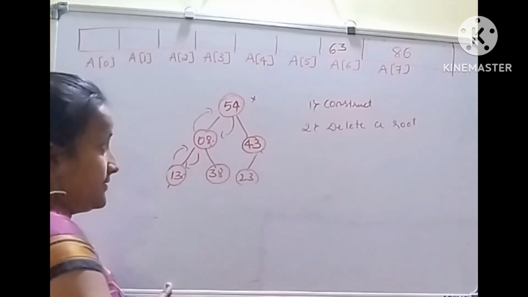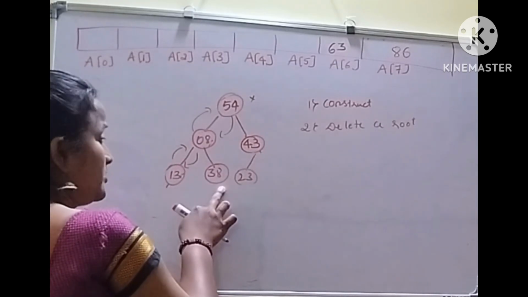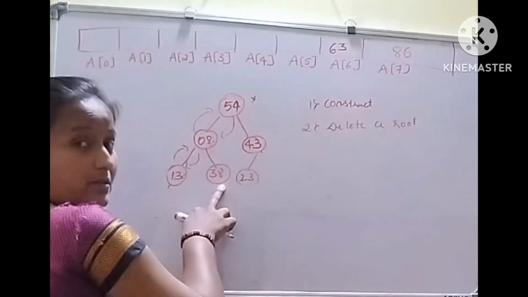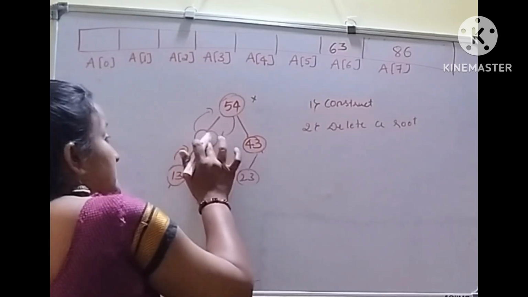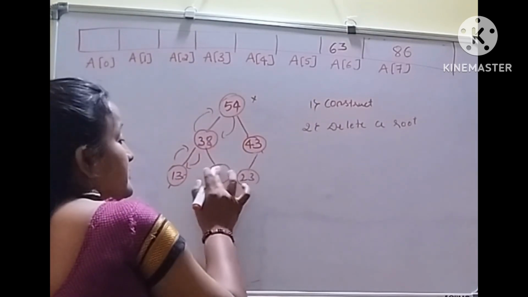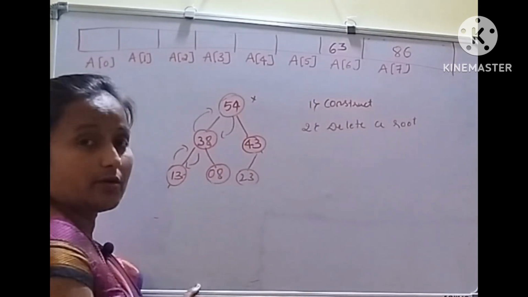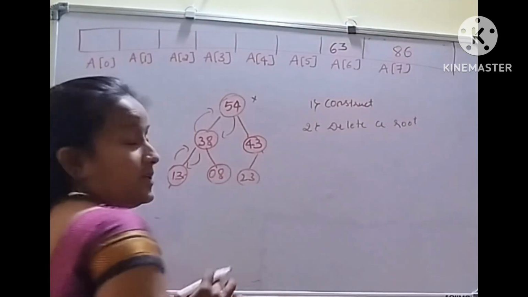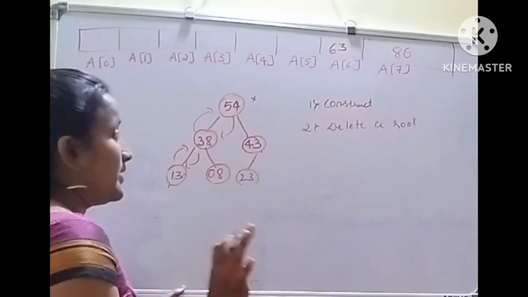Next, after that, check out this rule also. Among these two, this 38 is greater, so we have to replace it again. 38 will come here and 08 will go here. Now check out this also. The condition is accepted, no need to swap. Leave it as it is.